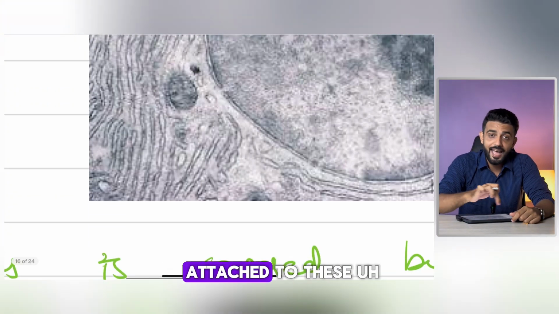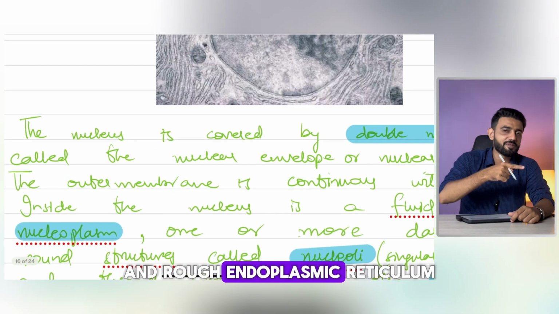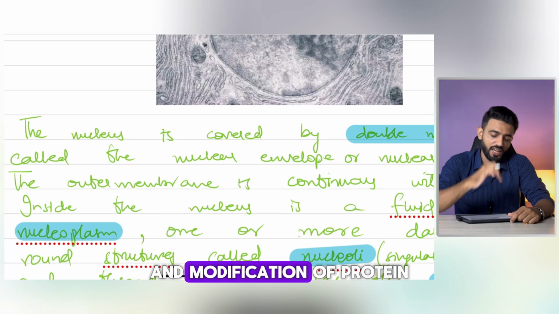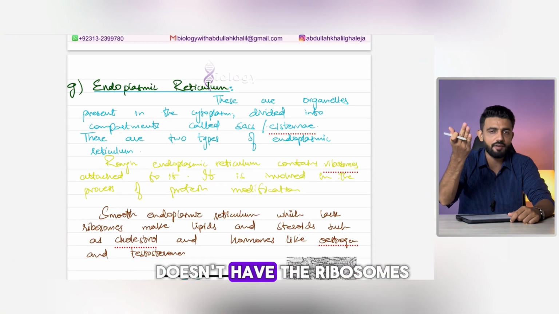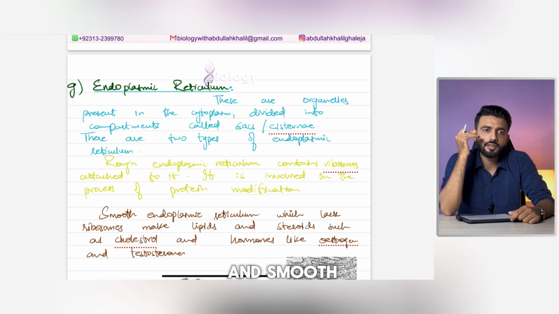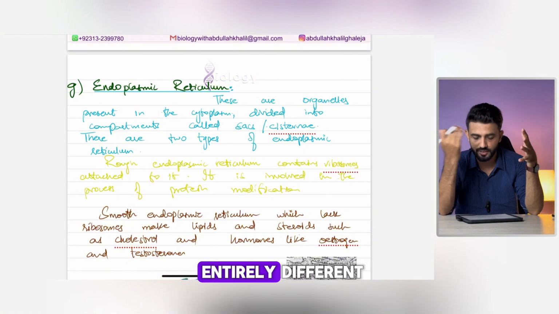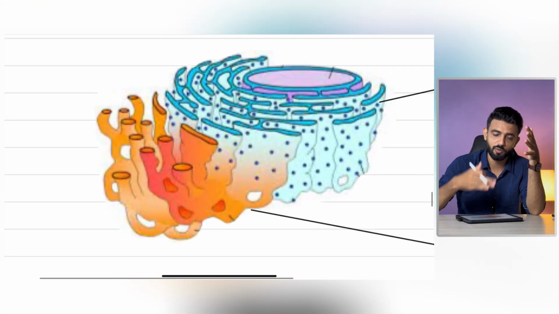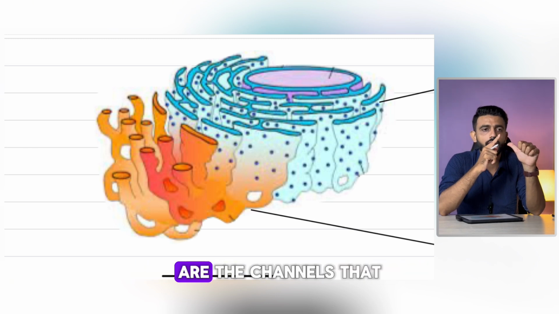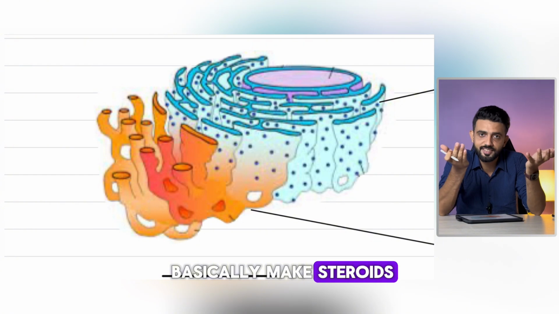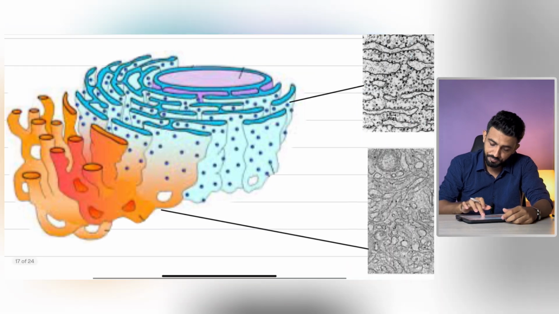So ribosomes are found attached to the rough endoplasmic reticulum, and rough endoplasmic reticulum is involved in the synthesis and modification of protein. The other one is smooth endoplasmic reticulum, so called because it doesn't have the ribosomes attached to its surface. And smooth endoplasmic reticulum is present on one side in the cytoplasm, and their function is entirely different. This is how rough and smooth endoplasmic reticulum would look if they're placed side by side. Smooth endoplasmic reticulum are the channels that basically make steroids, lipid-based hormones like estrogen in females and testosterone in males.